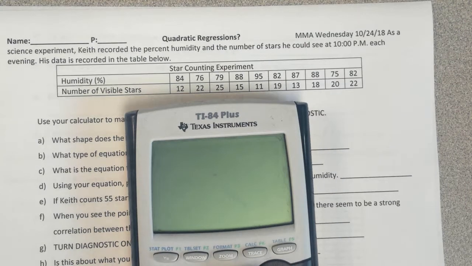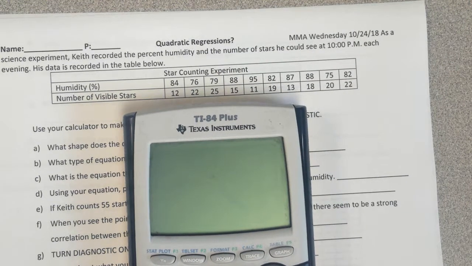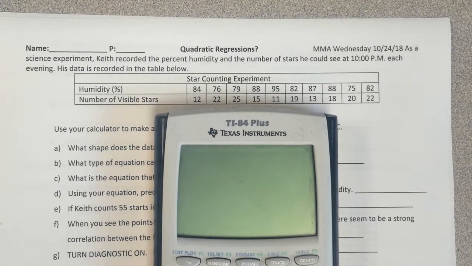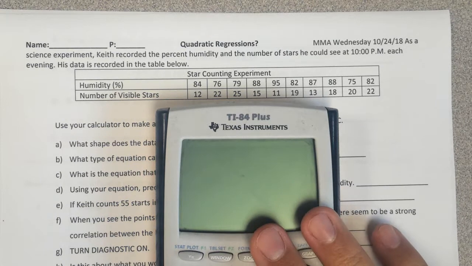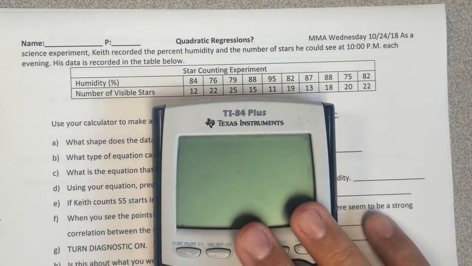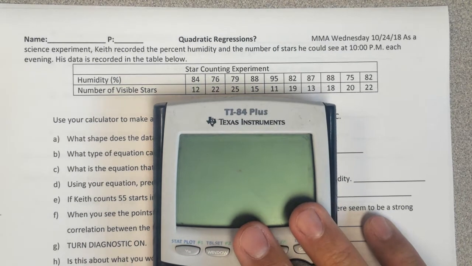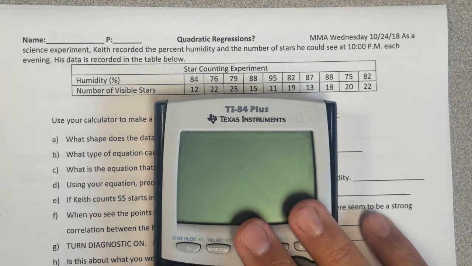Okay, we're going to go through trying to figure out if something is quadratic regression or linear regression. We're going to use a calculator for this. We're going to plot it and look at it, and we're also going to look at how good the data fits the linear models and quadratic models.